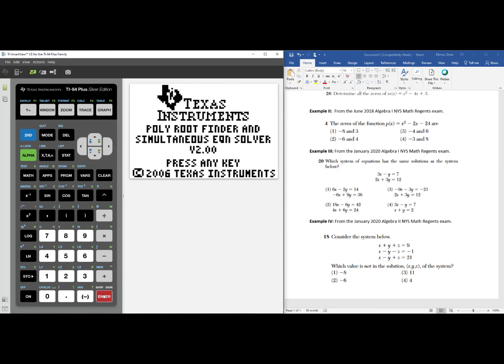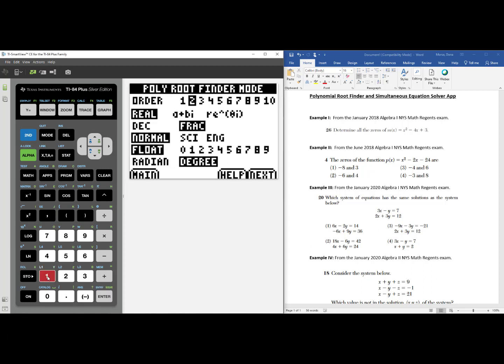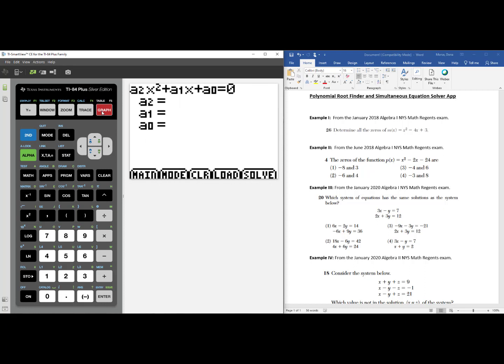Press any key to continue. The menu looks very similar to that of the TI-84 Plus CE. If I select number 1, Polynomial Root Finder, here is the Root Finder mode setting. Degree 2, everything else seems to be in order. I select next, which is graph. Here is where it looks a little bit different.